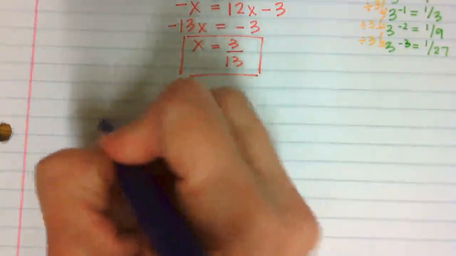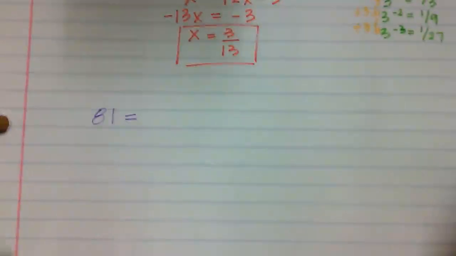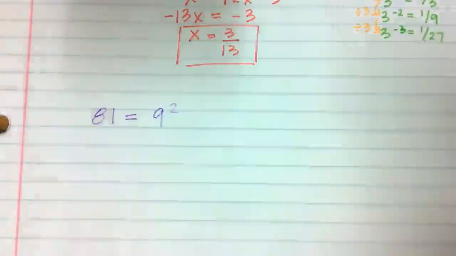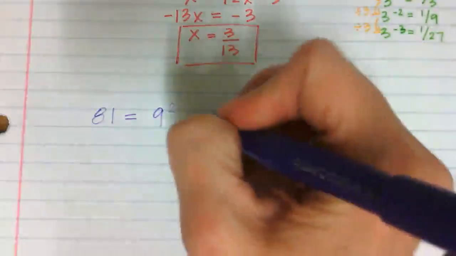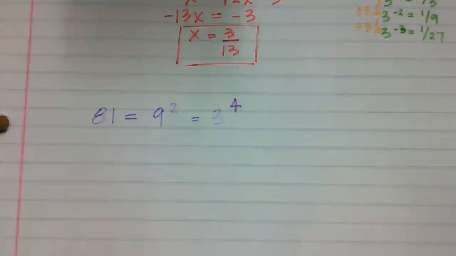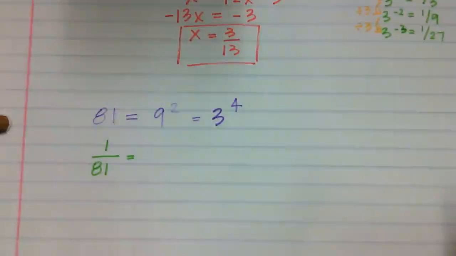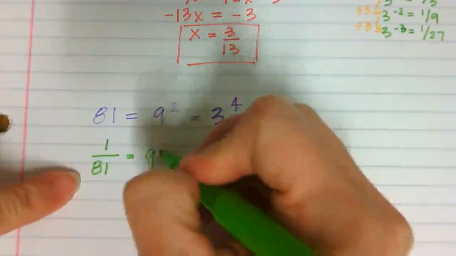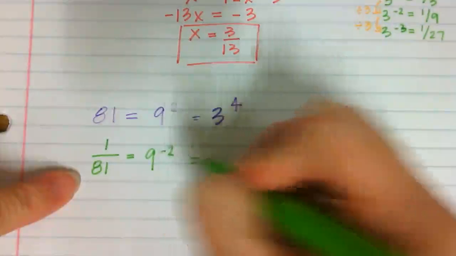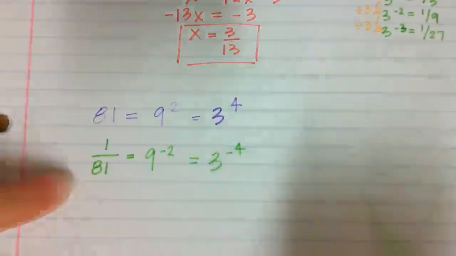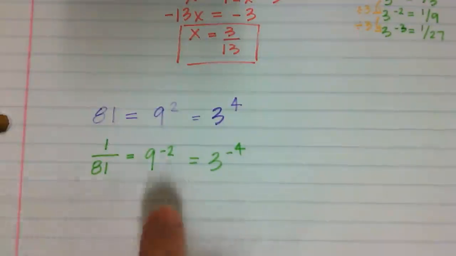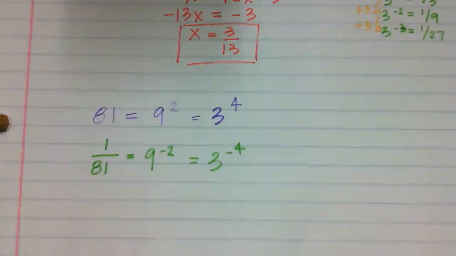So we've already talked about 81. Another way that you can write 81 is 9 squared, but you can also write 81 as 3 to the 4th. Sorry, marker's dying here. So, thinking of that, if we had 1 over 81, we could write this as 9 to the negative 2nd, or 3 to the negative 4th. So again, the only thing that's different is the negative exponent causes a reciprocal, which gives us our fraction.